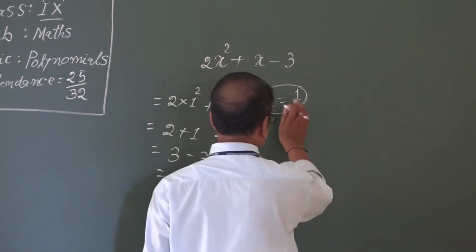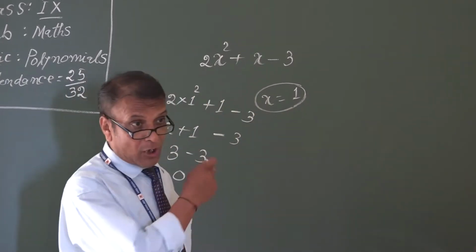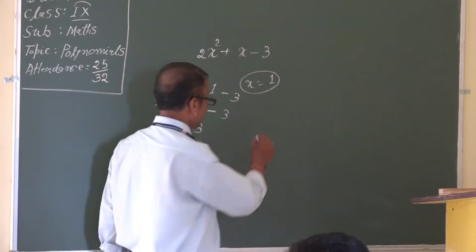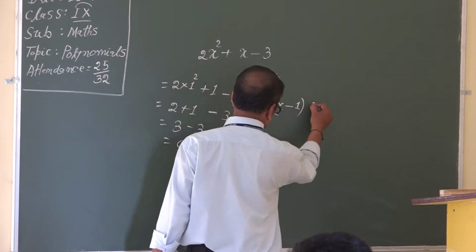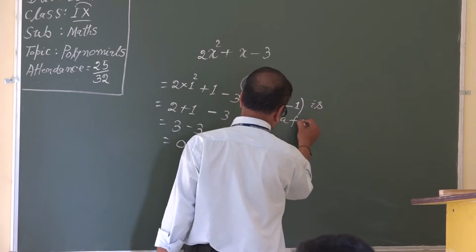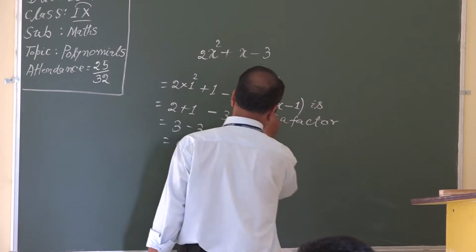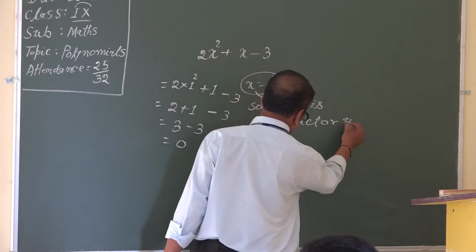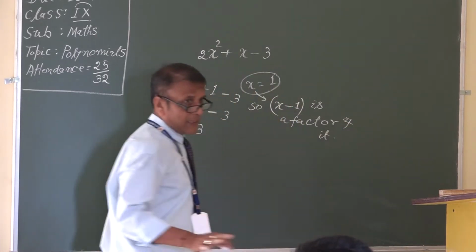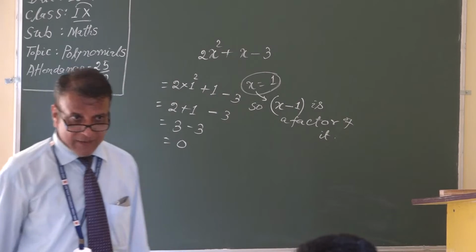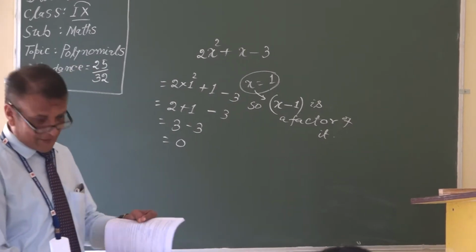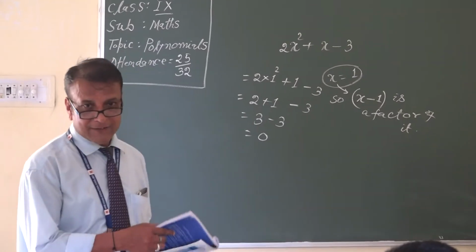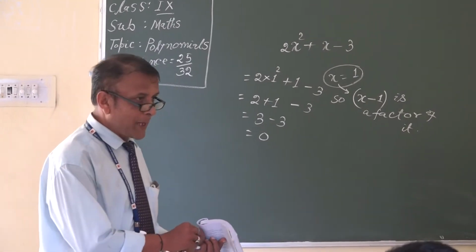Or you can say, what will be the factor of this one? Factor x minus 1 is a factor of it. About all these things I taught you in the last class. Today I will teach you about factorization. How can you factorize a given polynomial?